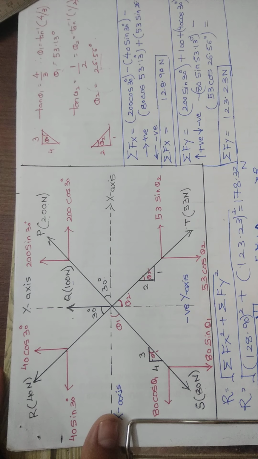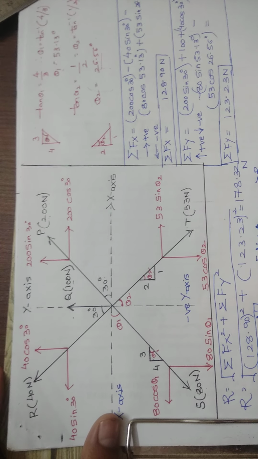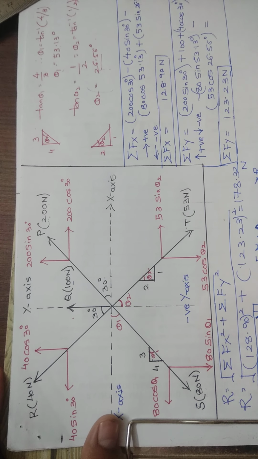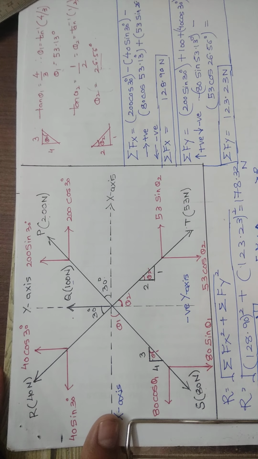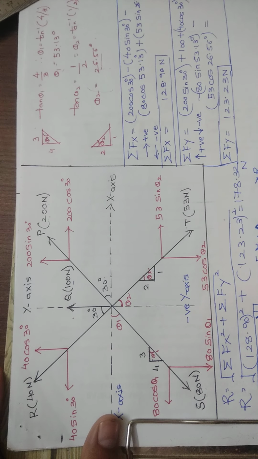23.23 and x is 128.90. In this way, what is the value of theta? It has been calculated. So after calculations, the value of theta comes to be 43.71 degrees. Okay. So 43.71 degrees is the angle made by this resultant with the x-axis.